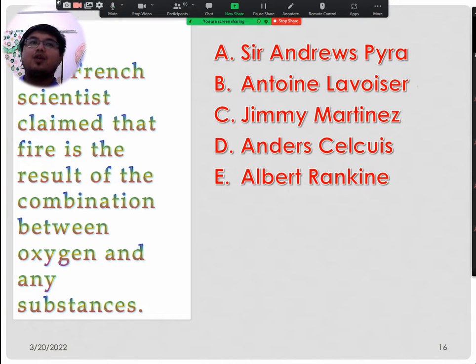Question number 1. Who is this French scientist who claimed that fire is the result of the combination between oxygen and substances? So sabi mo, sir, kanina, when you say fire, this is just the combination ng ating fuel at saka oxygen, or the combustible matter and oxidizer. Now, who is this famous person who was able to discuss the combination of oxygen and combustible matter? Sabi niya, is what you call as fire.